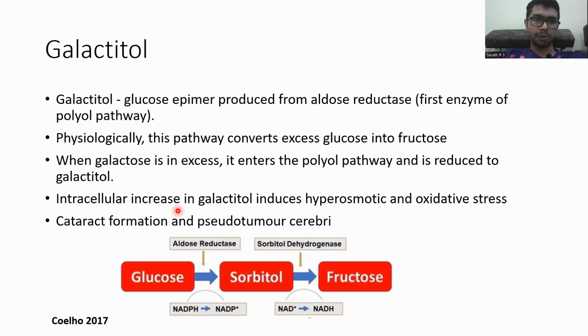A quick word about galactitol. Galactitol is a sugar alcohol produced by aldose reductase. Usually, aldose reductase is there for conversion of excess glucose to fructose. However, in excess amount of galactose, this enzyme will act on galactose as well, resulting in formation of galactitol. Galactitol causes intracellular accumulation in lens, which is osmotically active, and there will be formation of cataract. And if it accumulates in neurons, it can cause pseudotumor cerebri also.